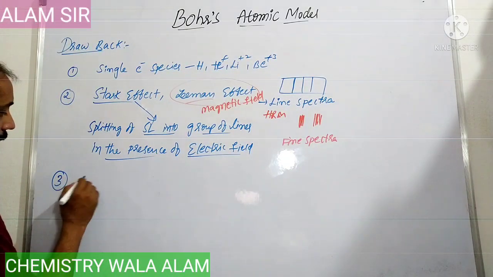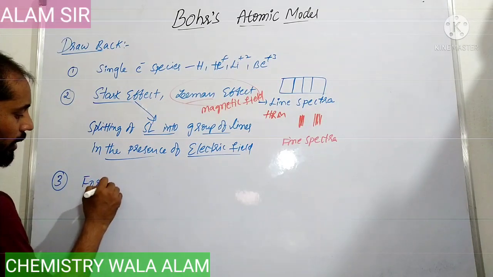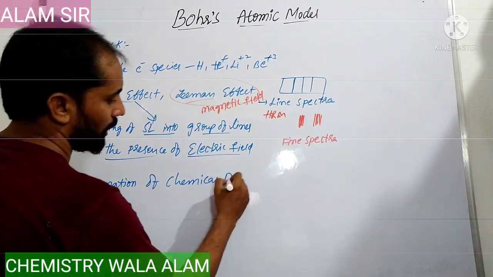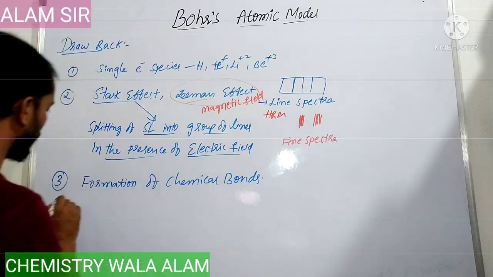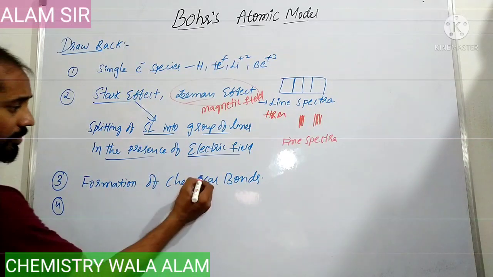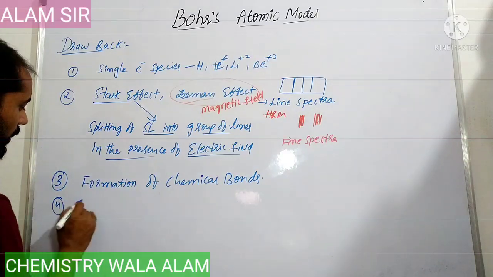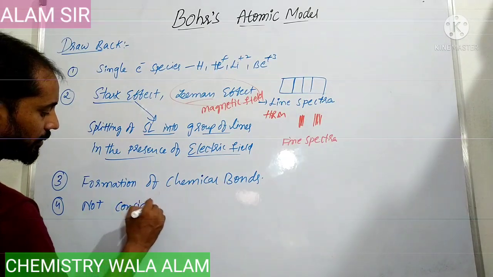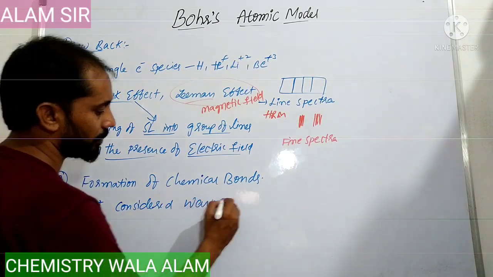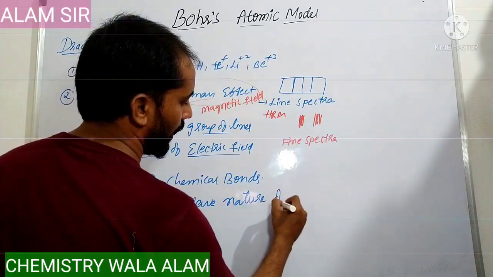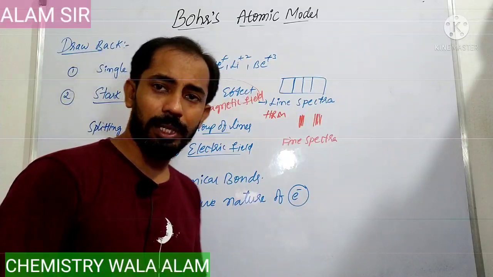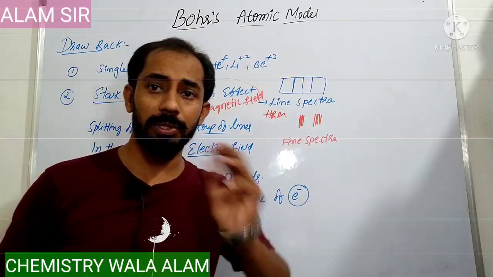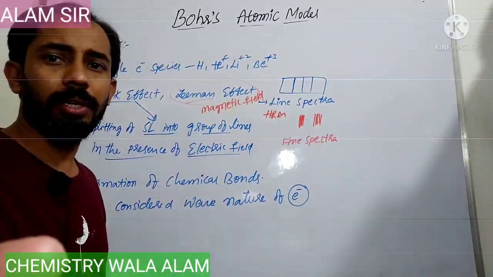The third one is he did not explain the formation of chemical bonds. The need for formation of chemical bonds, the necessity of forming a bond, is also not explained. Next, he did not consider the dual nature of the atom, the wave nature of the electron. De Broglie in 1924 said that every microscopic particle possesses dual nature, but Bohr did not consider the wave nature.